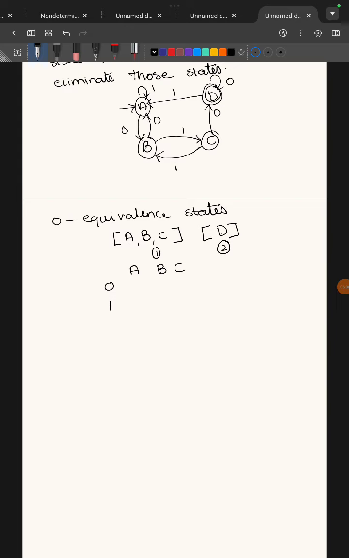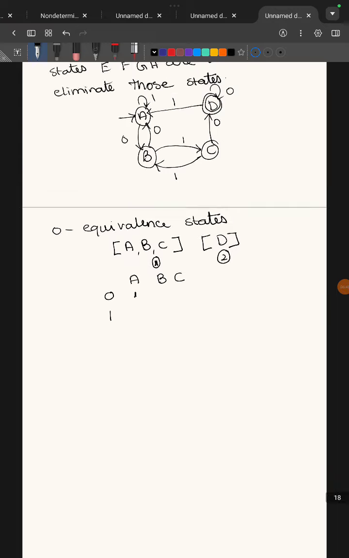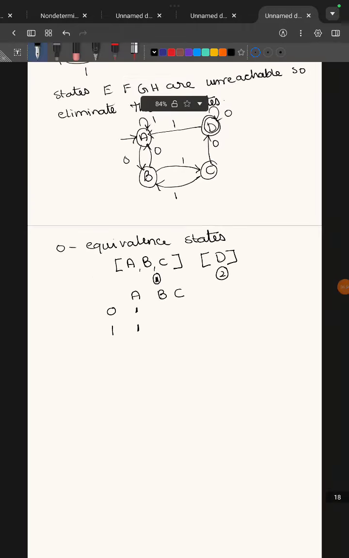For example, A on 0 is going to B, right? B belongs to the group 1, right? So we will write 1 over here. A on 1 is going to A itself, which is also belonging to the group 1. I will write 1 here. B on 0 is going to A. Okay, so B belongs to the group 1. I will write 1. B on 1 is going to C, which belongs to the group 1. I will write 1.